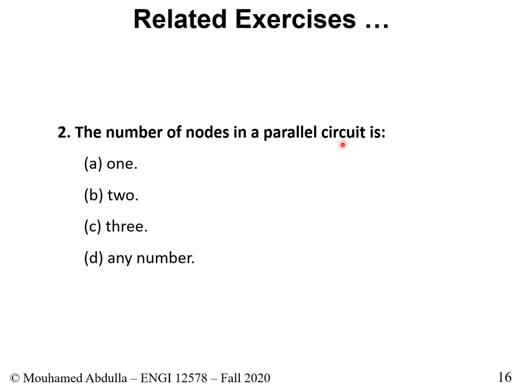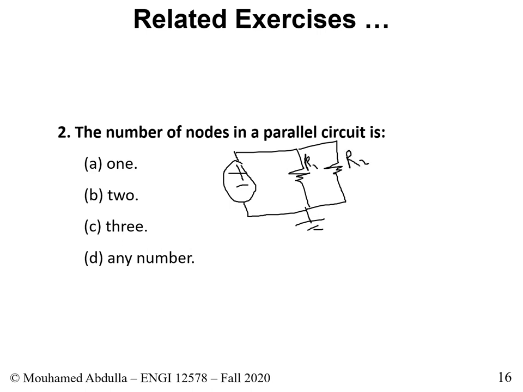Okay, question number two. The number of nodes in a parallel circuit is what? Is it one node? Is it two nodes? Is it three nodes? Is it any number? Maybe just as a refresher, a parallel circuit, let's say with two resistors, is a source, and you have a resistor like this, you have another resistor like this, and then you converge. Of course, you also have your ground like here. So this is your R1, and this is your R2. And as we said before, this would be a node and this would be another node, right? So these are the two nodes that you have, the first node and the second node, if you will.